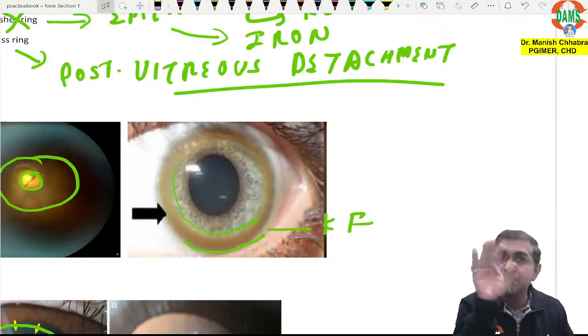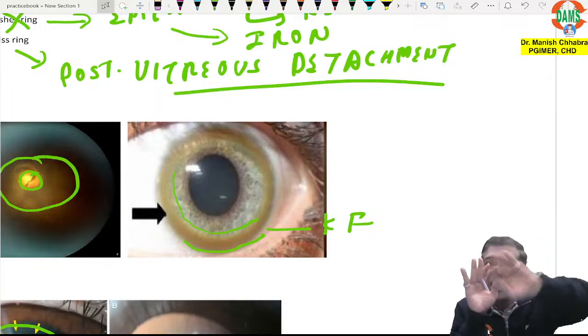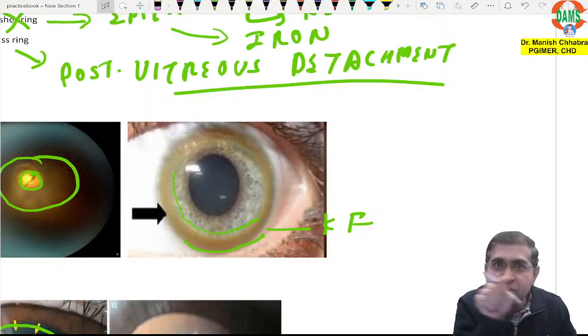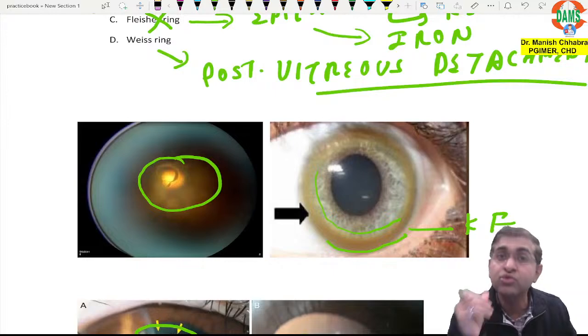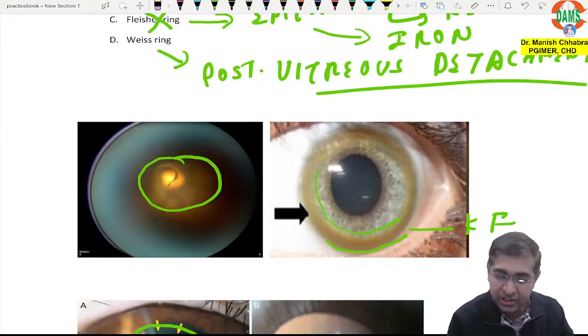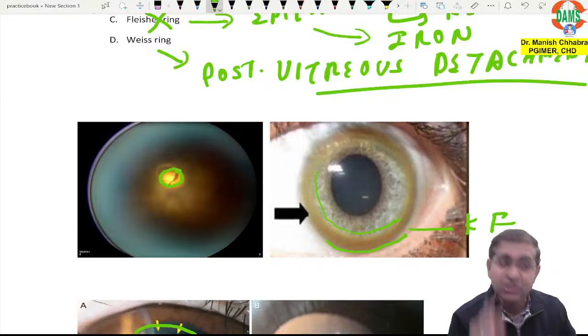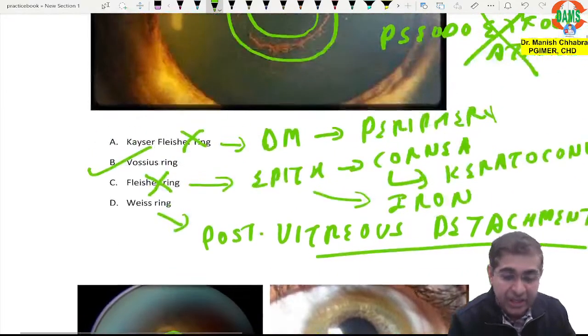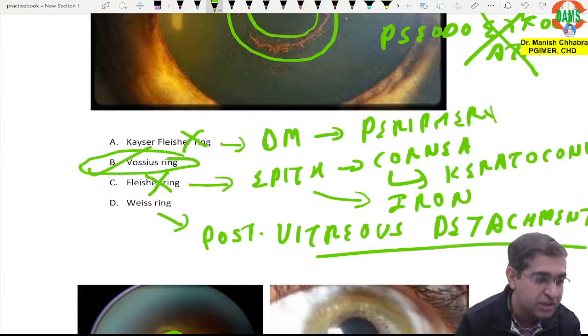But when there is posterior vitreous detachment from the retina, it leads to formation of a small ring that is a golden colored ring which you see on fundus examination. Can you appreciate the underlying fundus? So this is your optic nerve head. So this is your Weiss ring. Yes. So the answer to this question is your Vossius ring. I hope it is well understood, boys and girls.